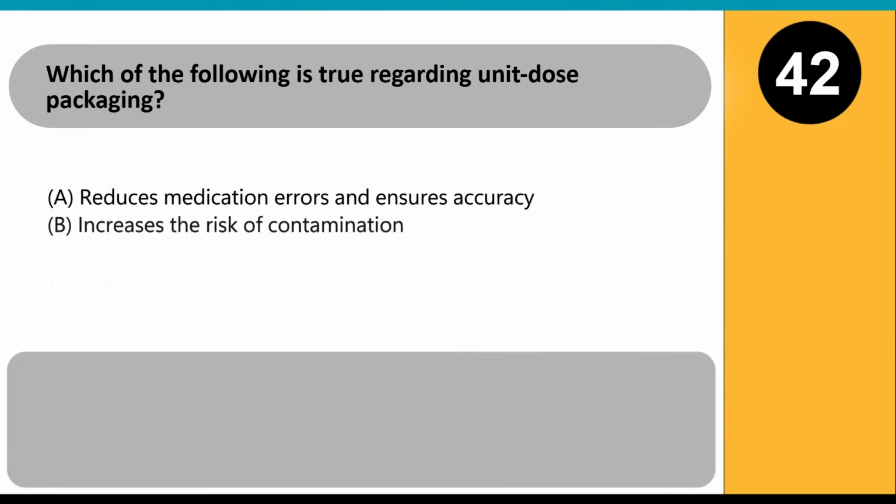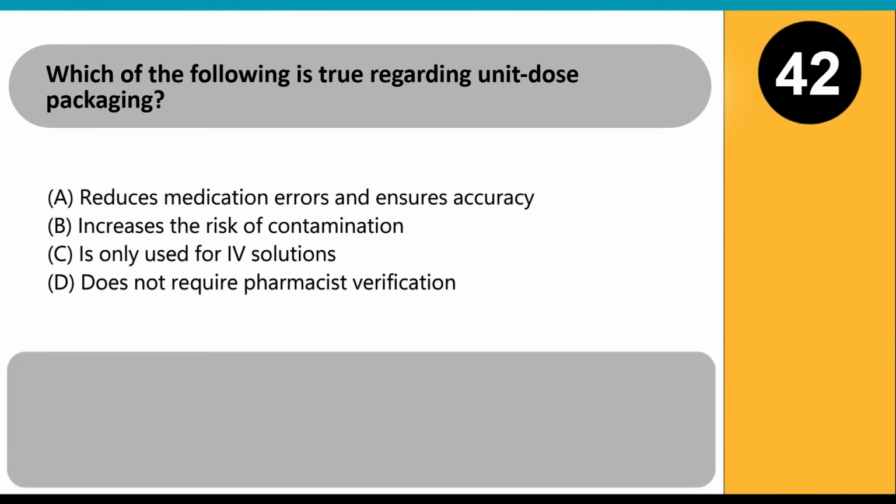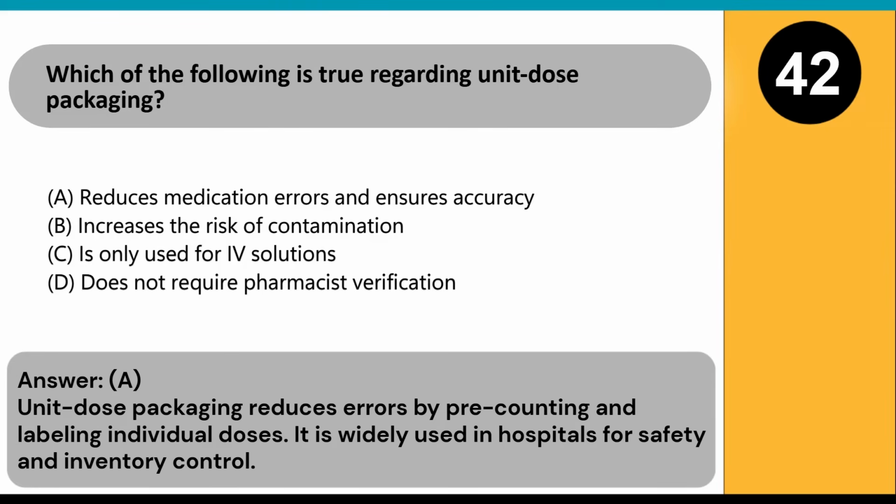Which of the following is true regarding unit dose packaging? A. Reduces medication errors and ensures accuracy. B. Increases the risk of contamination. C. Is only used for oral solutions. D. Does not require pharmacist verification. Answer A. Unit dose packaging reduces errors by pre-counting and labeling individual doses. It is widely used in hospitals for safety and inventory control.